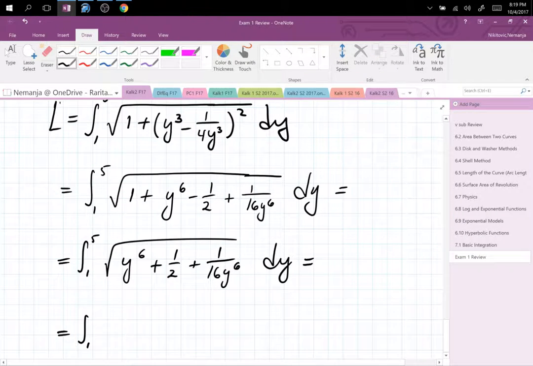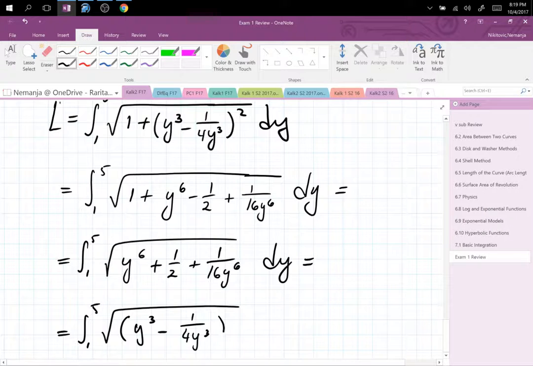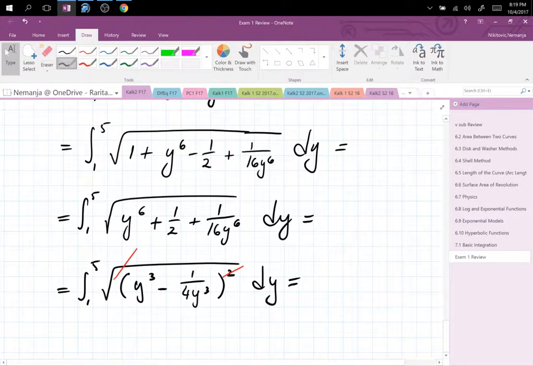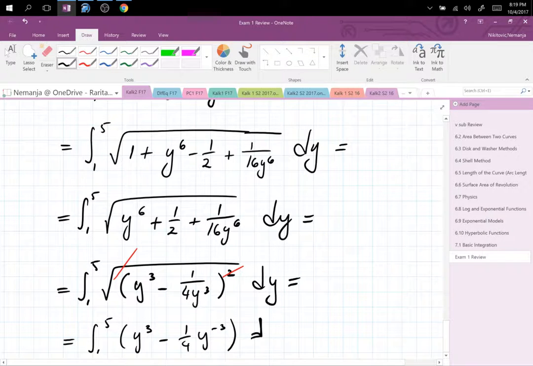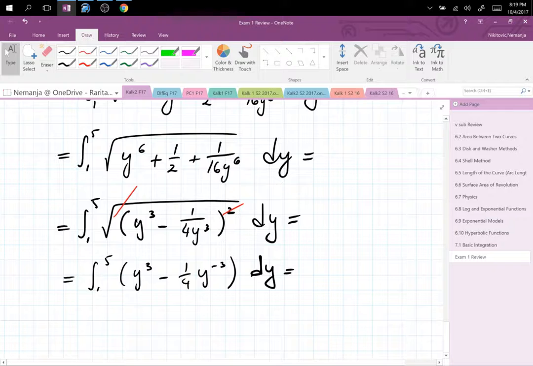We have the integral from 1 to 5 of the square root of open parenthesis y cubed plus 1 over 4y cubed squared dy, and this is where the square and the square root cancel, and we get just the integral from 1 to 5 of y cubed plus 1/4 y to the -3 dy. Integration, we have y to the 4 over 4. No, this was supposed to be plus.